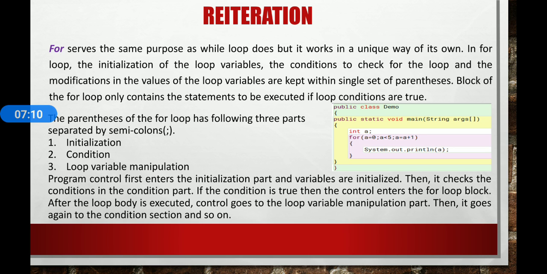The parentheses of the for loop have the following three parts separated by semicolons. First initialization, then condition, then loop variable manipulation. The program first enters the initialization part and variables are initialized. Then it checks the condition in the condition part. If the condition is true, then control enters the loop block. After the loop body is executed, control goes to the loop variable manipulation part. Then it goes again to the condition section and so on. That means the first section, the initialization part, executes very fast and only once.